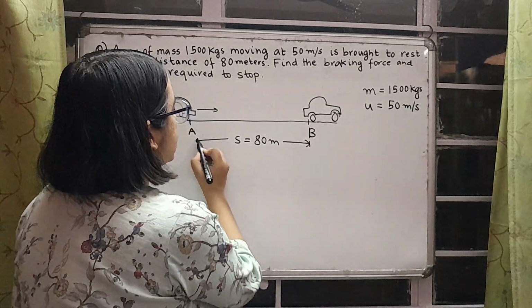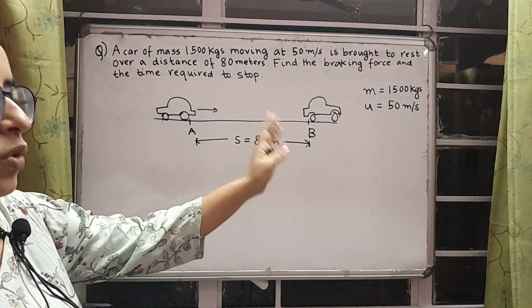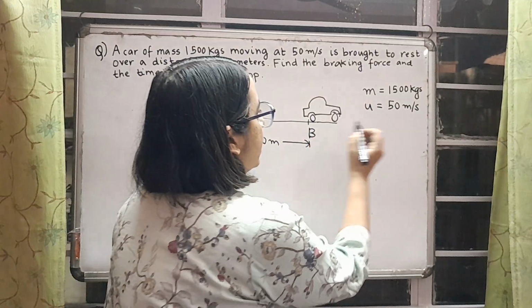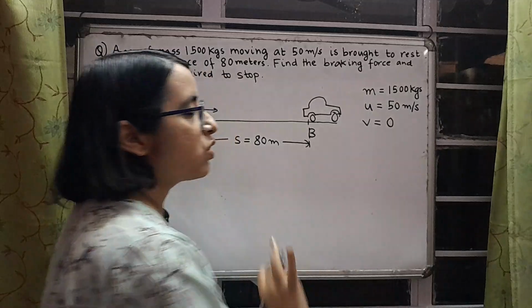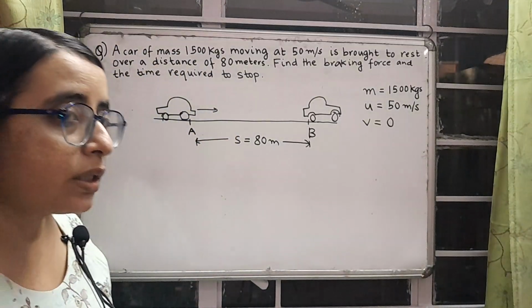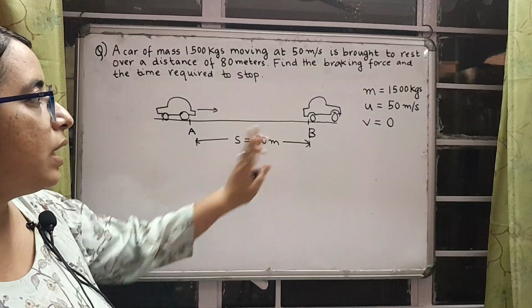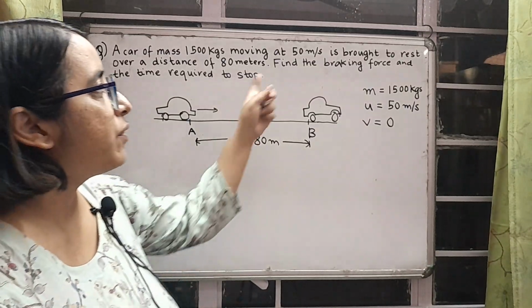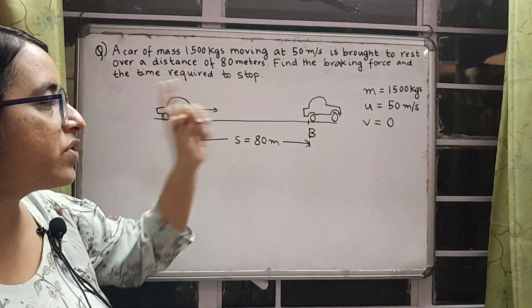And since after this distance the car is no longer moving, from A to B the final velocity of the car is 0 because it has stopped moving. It has, in other words, come to rest. So now what do we have to find out? We have to find the braking force and the time required to stop.